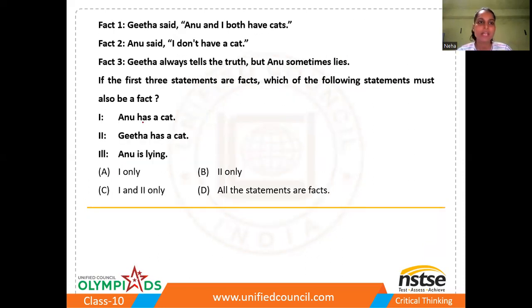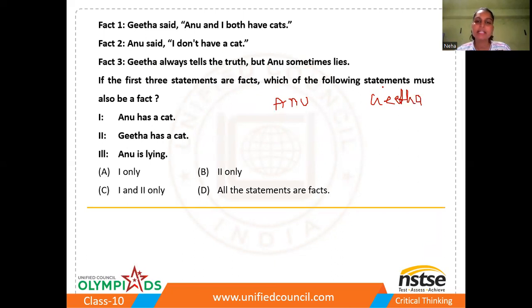Here is the next question. Geeta said, Anu and I both have cats. Anu said, I don't have a cat. Geeta always tells the truth, but Anu sometimes lies. If the first three statements are facts, then which of the following statements must be a fact?